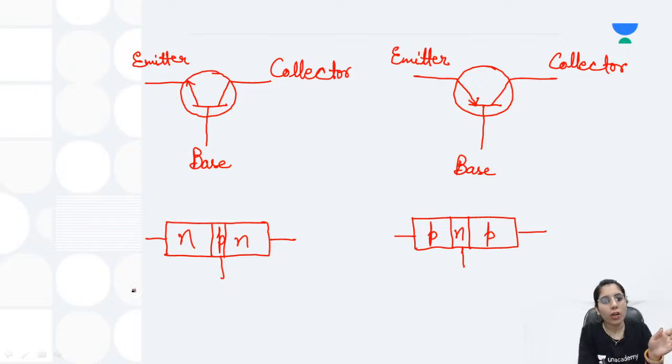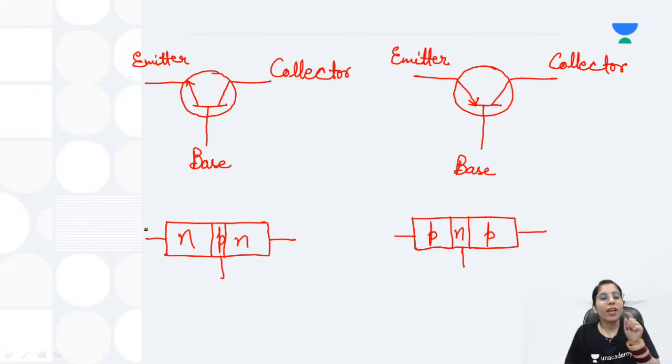Outward from the corner part, I am saying outward or inward? What should be the emitter current direction? Outwards or inwards? If the electrons move from N to P, the direction of current in the emitter section, or through the emitter section, should be outwards or inwards? Can you please tell me? Emitter current, outward or inward? Very good, Arpit.